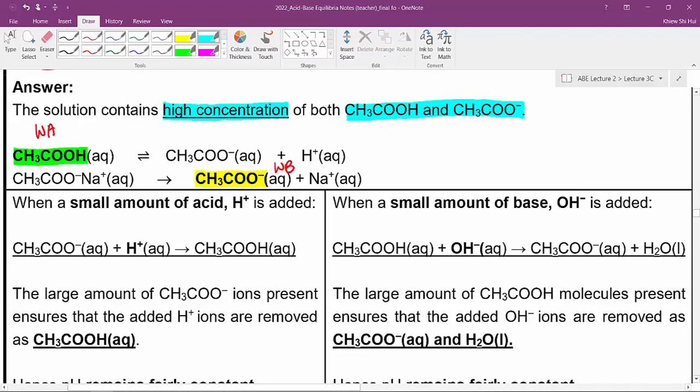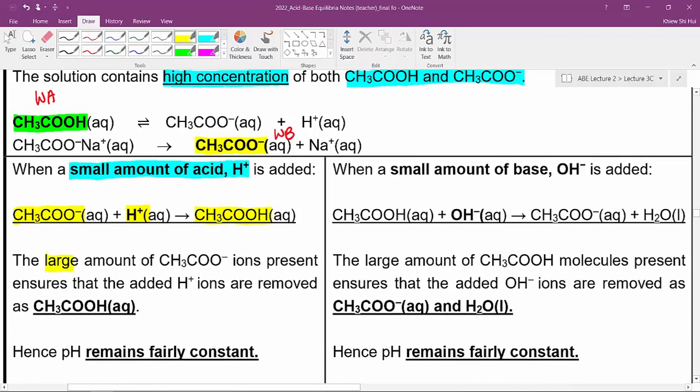Now when we add a small amount of acid, H+, into the buffer solution, is it the weak acid or the weak base that will remove the H+? Based on your understanding of neutralization, it will be the CH3COO- which has to react the H+ away to form CH3COOH. So the large amount of CH3COO- present ensures that the added H+ is removed as CH3COOH. As a result, pH remains fairly constant.